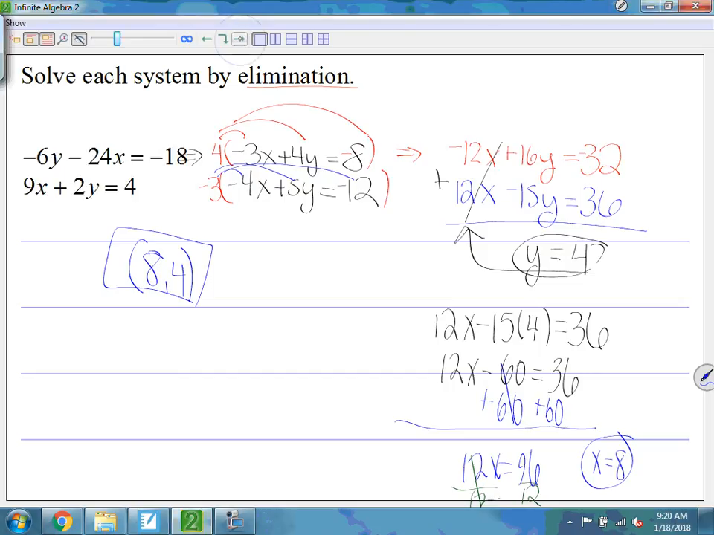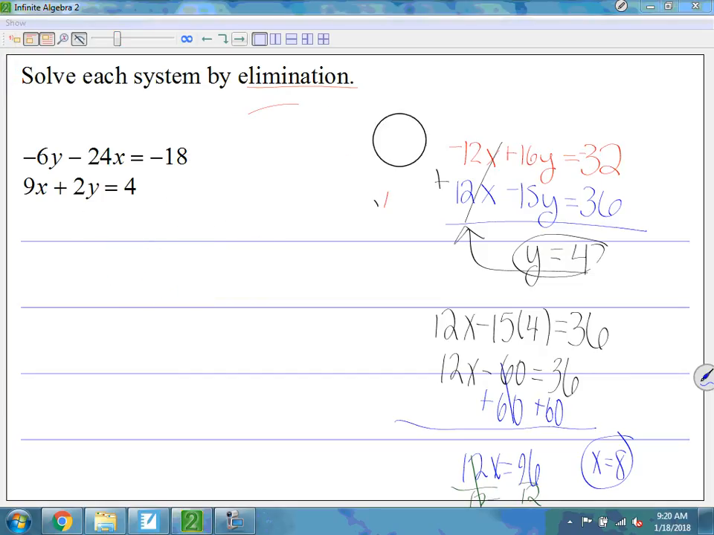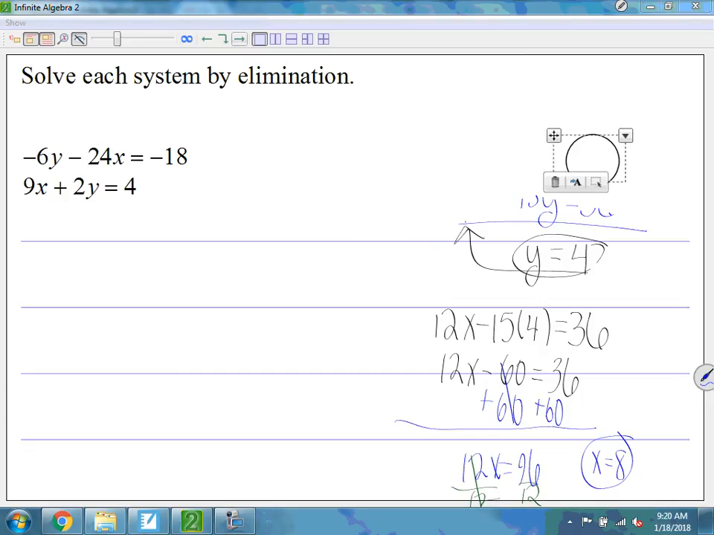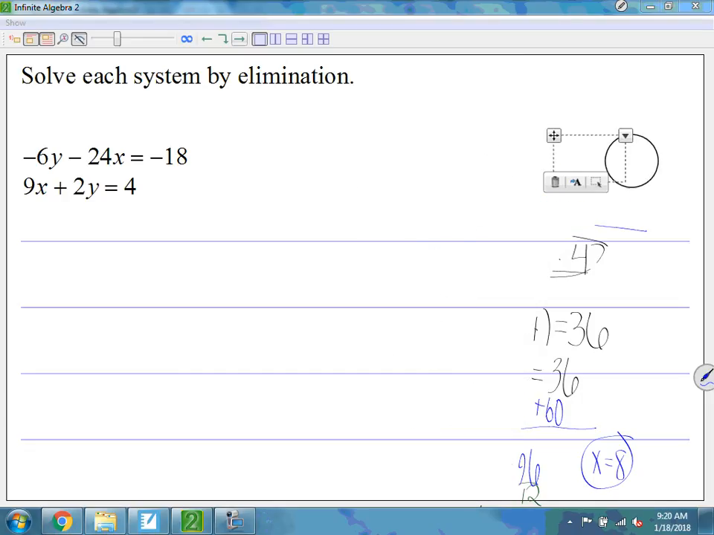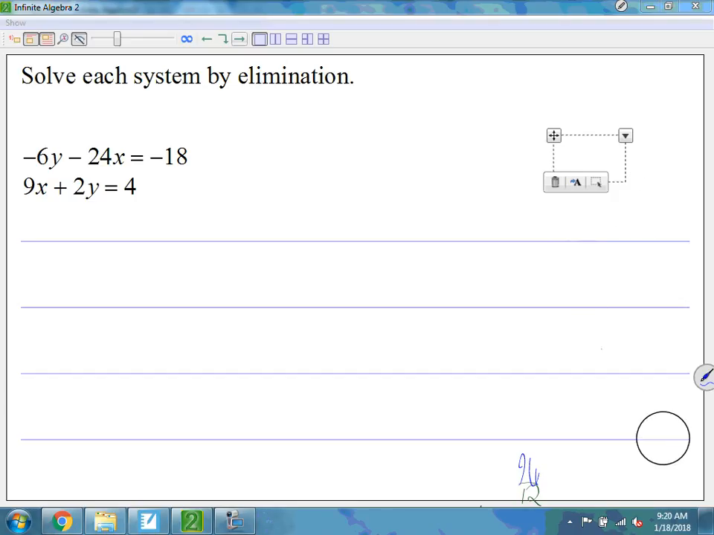All right, we're going to do one more and then give you guys some practice. Okay, Shirley, what variable would you like to eliminate? The y. Okay. Is everything arranged properly? We're going to have to switch the bottom x to the bottom. So you have to leave 2y plus 9x.